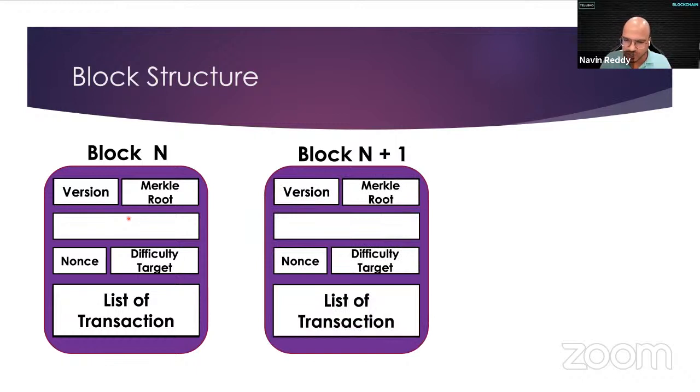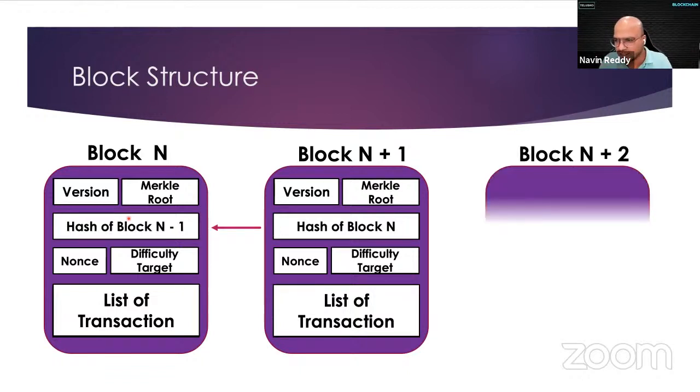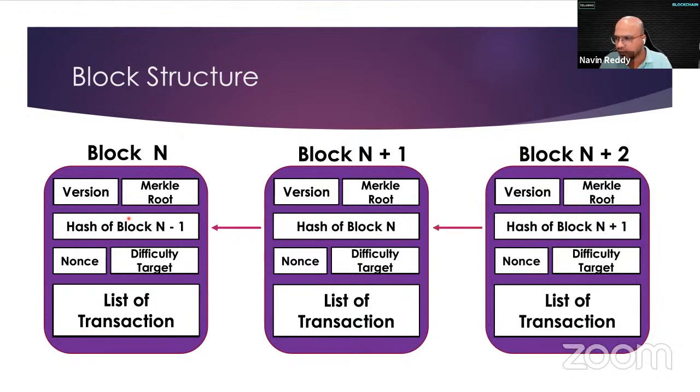But what happens to the empty spaces there? This is where you keep track of the older hash. The chain is built because of those hash values, right? So I can remove these terms. We have version, we have Merkle root. Then we have difficulty target. We have nonce. We'll talk about that once we talk about Bitcoin mining.